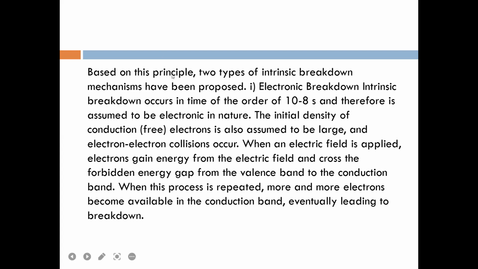When this process is repeated, more and more electrons become available in the conduction band, eventually leading to breakdown. I have told you that in the conduction band there is an avalanche of electrons. Avalanche means a group, a large number of electrons. When the avalanche of electrons occurs, only then does the breakdown occur, and that is the breakdown in solid dielectric.